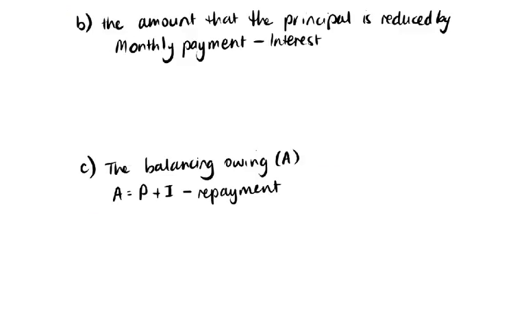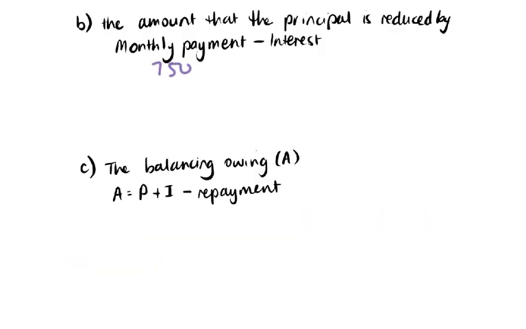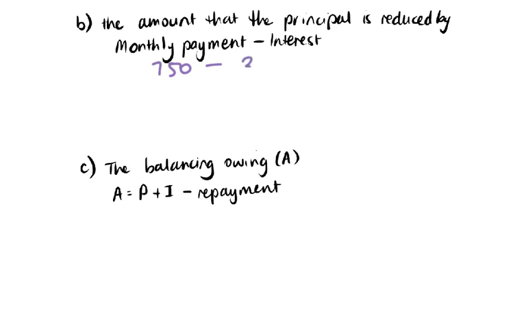We now need to calculate the amount that the principal is reduced by. So what we're going to do is subtract the monthly payment and the interest. So if we look back at our question, our monthly repayments are $750, and our interest for that first month was $366.40. So if we subtract this amount, we've got $383.60. So the principal is actually reduced by $383.60, and that's because the loan is increased by the interest that we owe and then reduces by the payment. So the difference of that is actually $383.60.